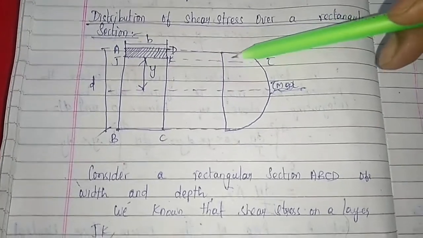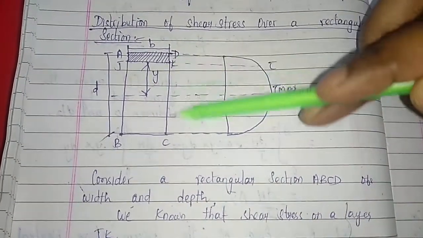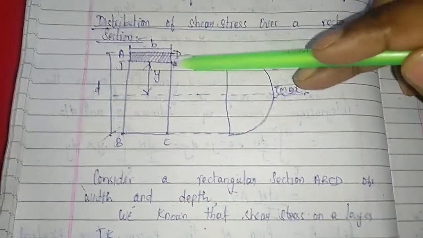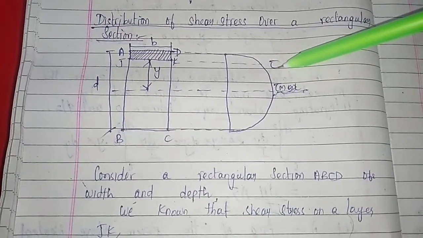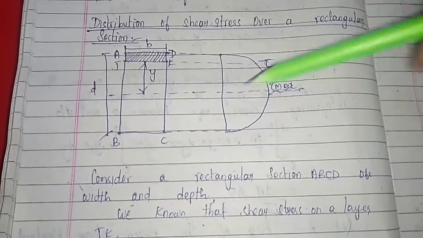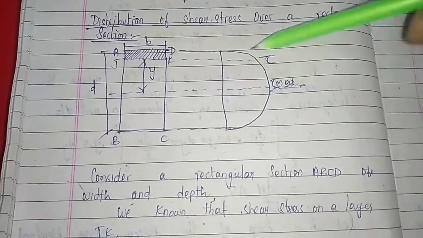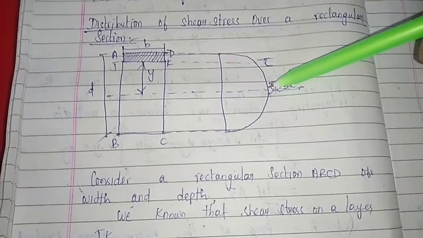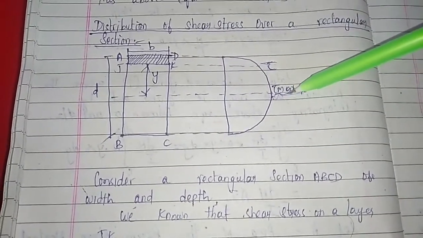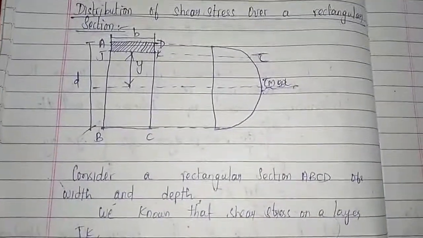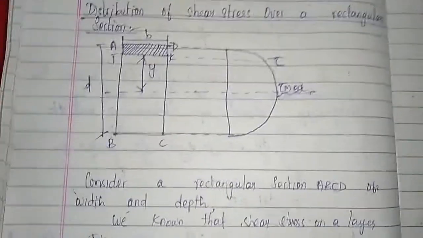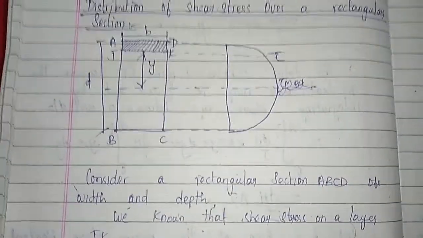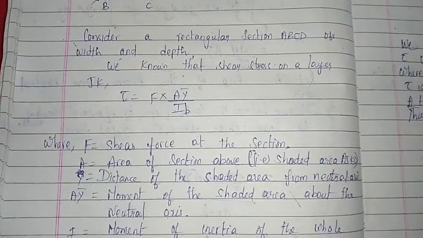So in this part the total beam is there. From here to here the shear stress is not maximum, so we simply denote it as tau. But from here to the neutral axis it goes to a maximum. See, it is maximum, so we denote it as tau max. So maximum shear stress we denote as tau maximum, and the normal one we denote as tau. Okay, so consider a rectangular section ABCD of width and depth.